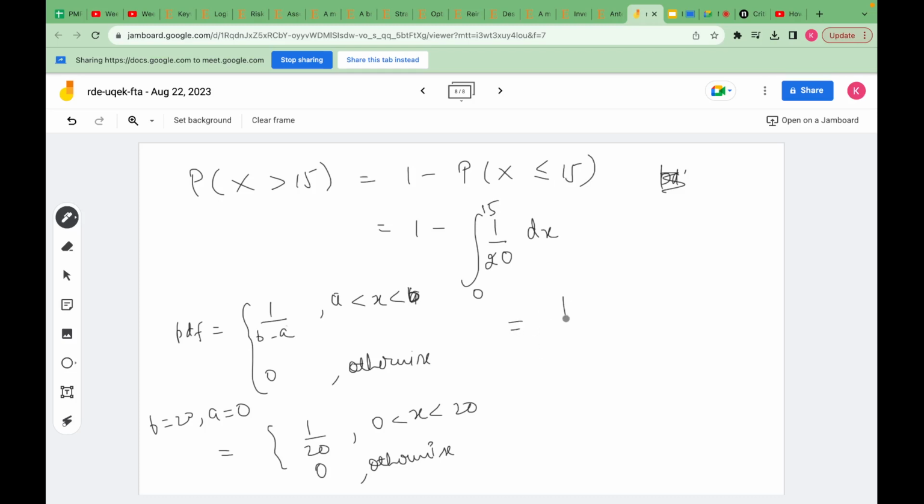So this is nothing but x by 20, from 15 to 0. This is nothing but 15 by 20, which is 3 by 4, and then 1 minus that is 5 by 20, which equals 1 by 4. Okay. So now we see what is asked in the question.